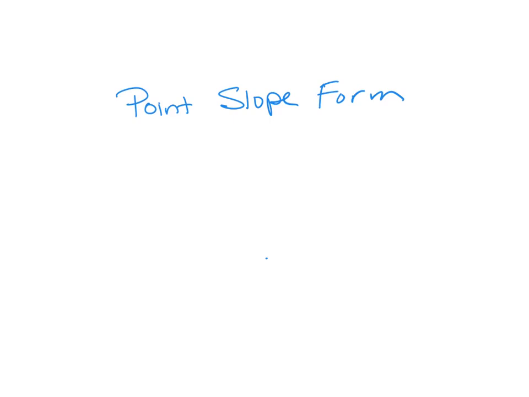Point slope form is probably my least favorite form of a linear equation, okay? Have you seen it before? Has anybody seen it before? Point slope form is y minus y1 equals m times (x minus x1).